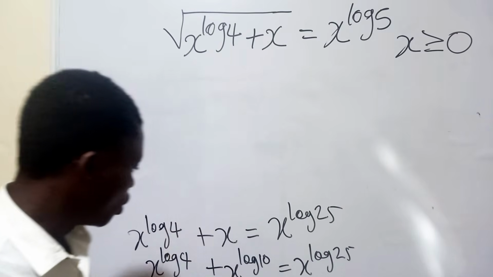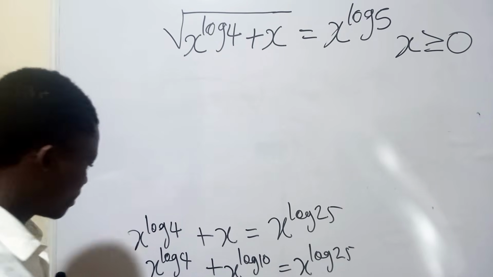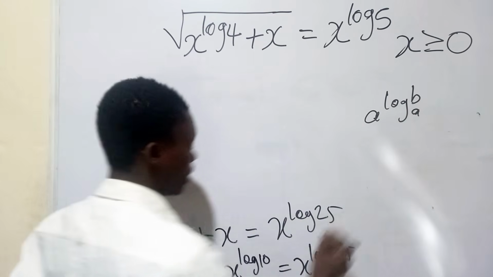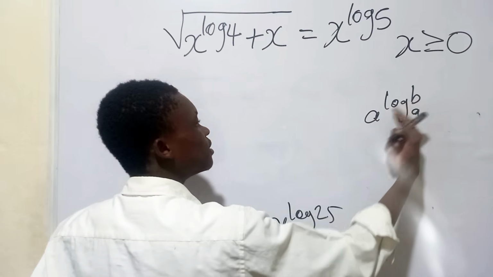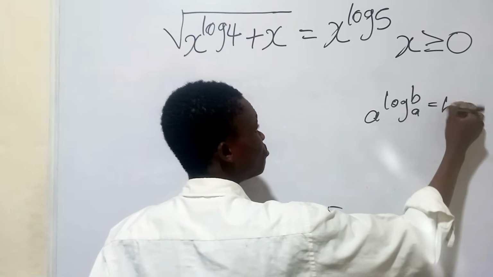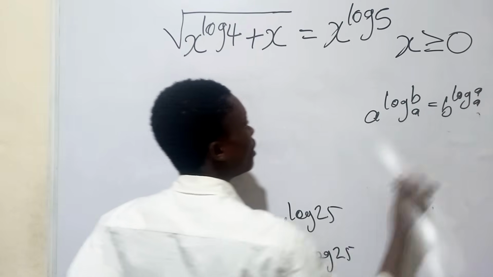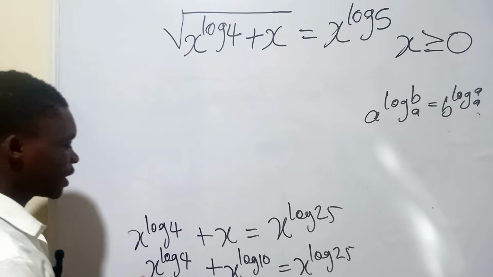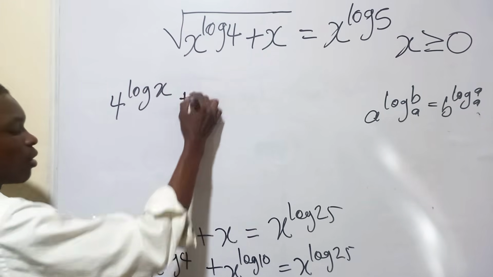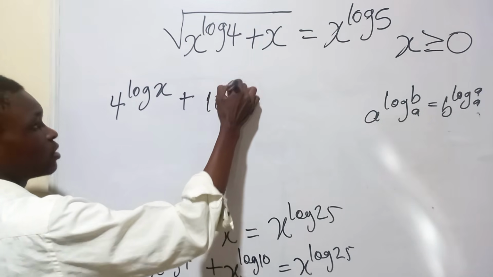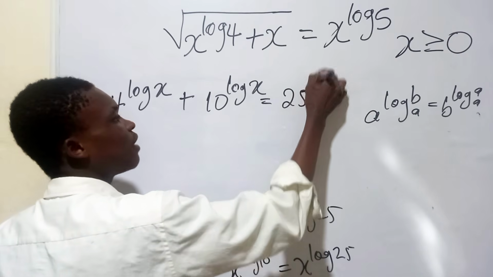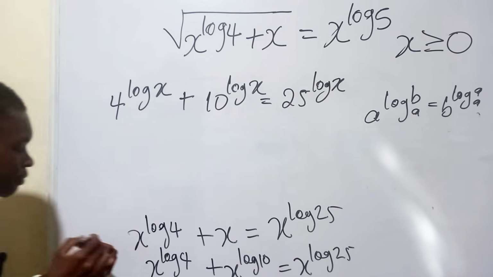All right. So how do we simplify this? Recall that if we have a to power log b base a, this base and this log can interchange. That is, we'll have b to power log a base a. So from here, this base and this log will interchange, and we'll have 4 to power log x plus 10 to power log x equals 25 to power log x.